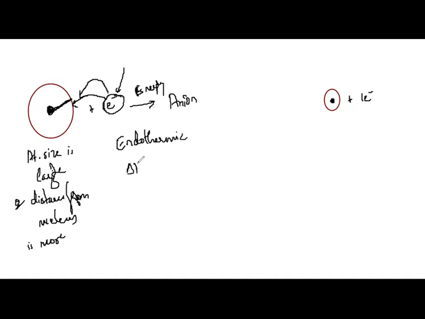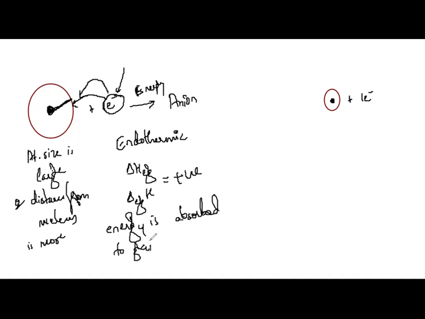And I represent delta Heg to be positive. Positive means what? Energy is absorbed to gain an electron by the atom. Understood? So when atomic size is large, energy is absorbed to gain the electron. On the other hand, when the atomic size is small, nuclear attraction is more.